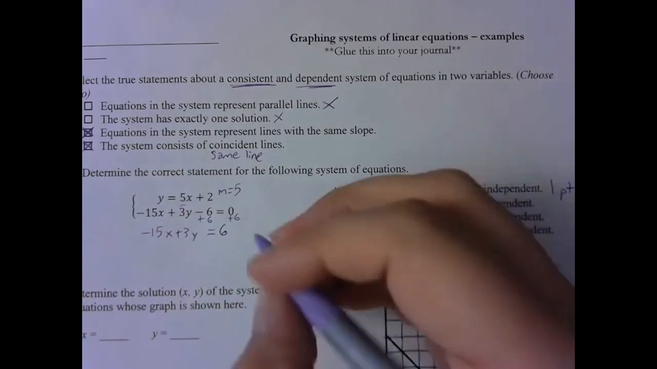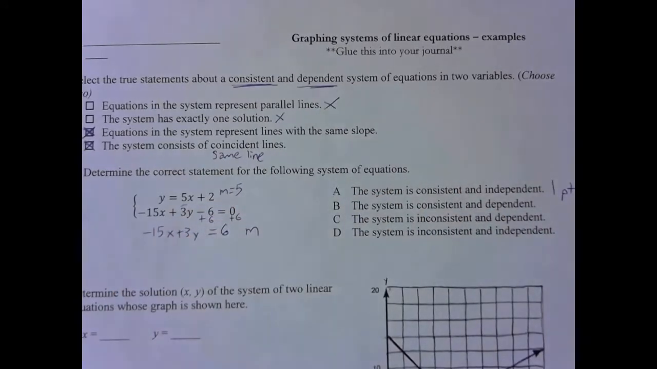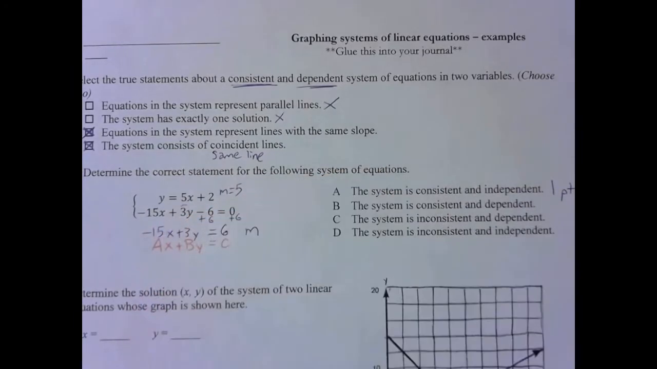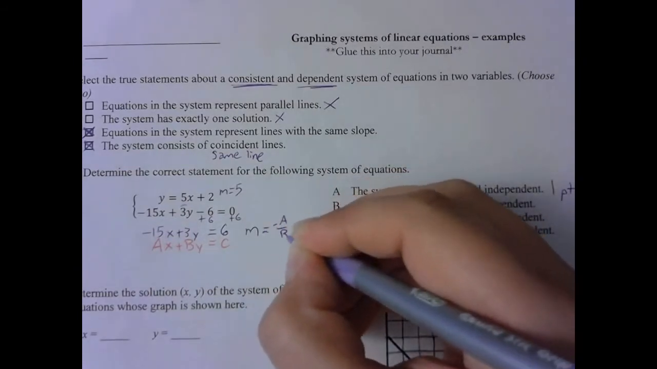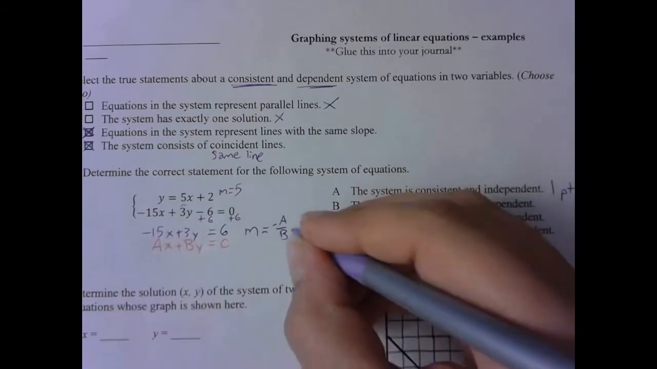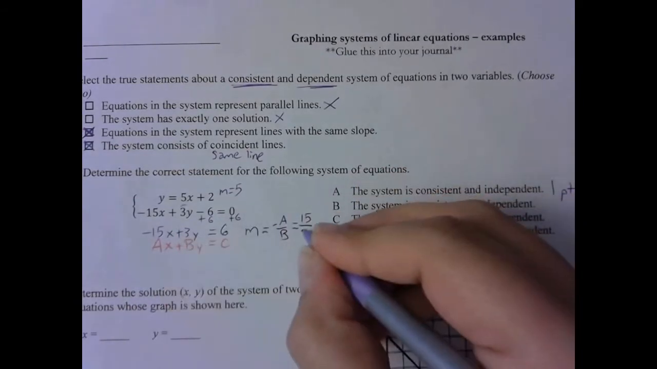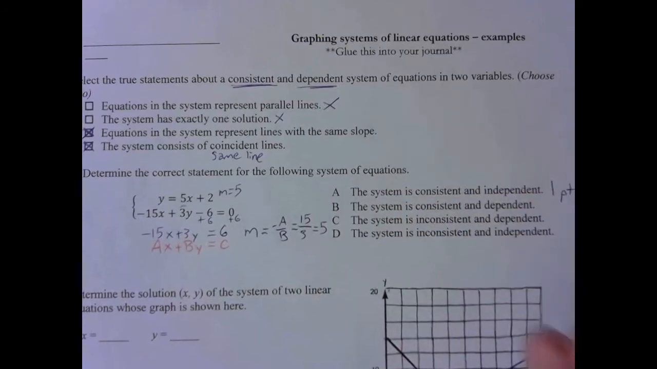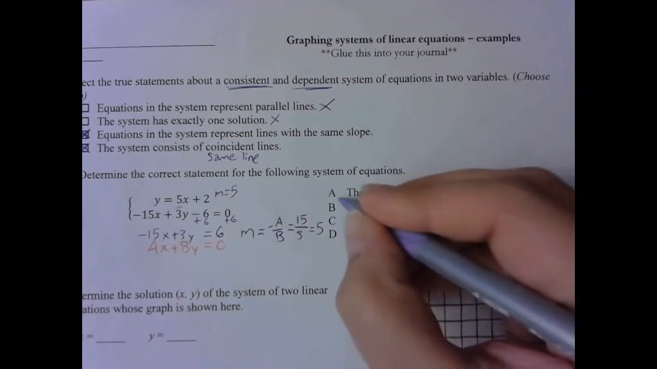So remember, the slope, let me use a different color. When you have ax plus by equals c, your slope equals negative a over b. So here that's negative a. Well, we have a negative 15. That means do the opposite sign. So we have positive 15 over b, which is 3. And that's 5. Okay, so we have the same slope. So that means it cannot be independent. They've got to have different slopes to be independent. So let's cross out that answer.